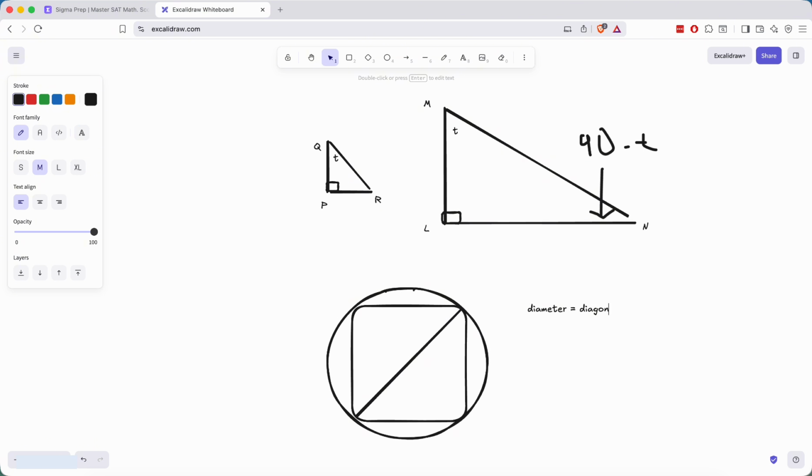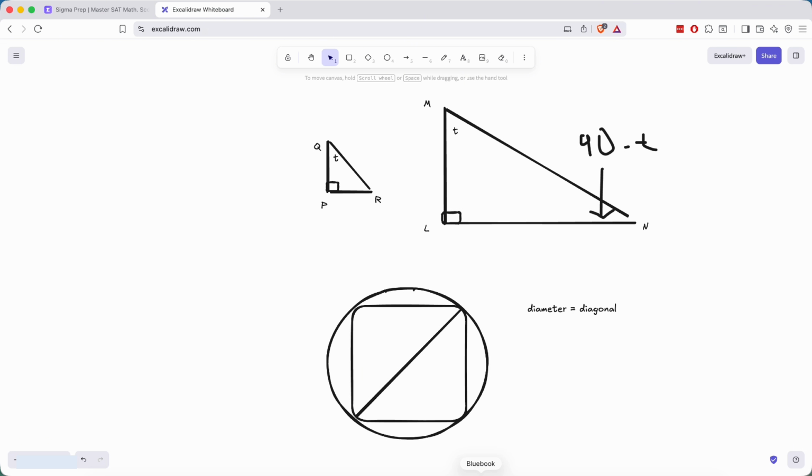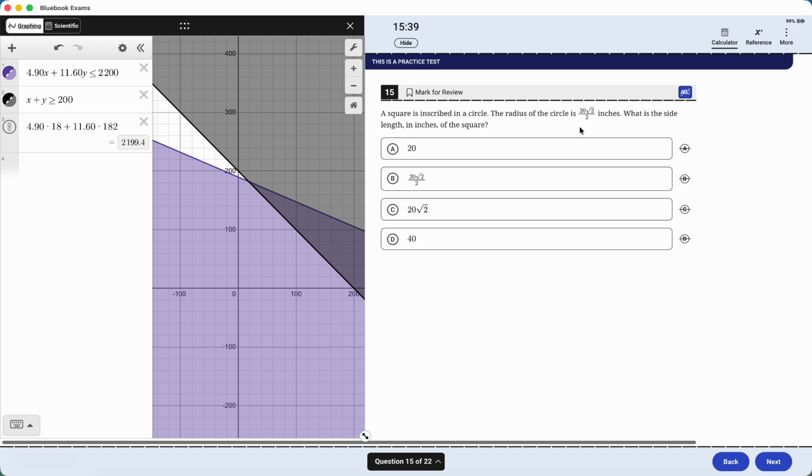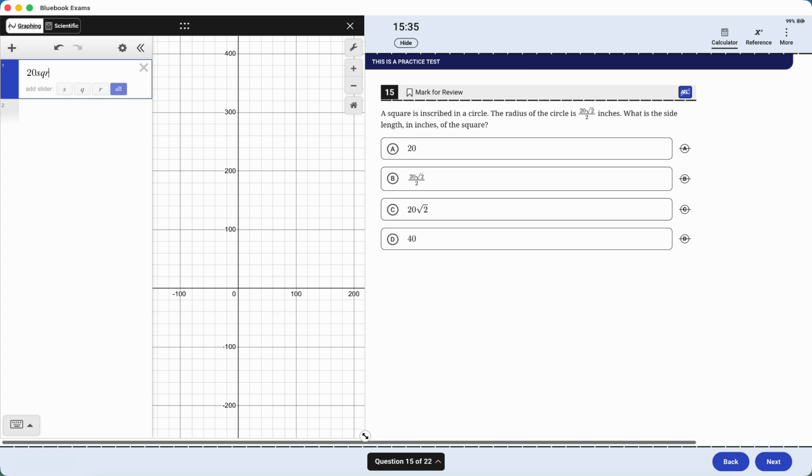Diameter is the diagonal. And so we know the radius was, what was it? It was 20 square root 2 over 2. So if you double that, right, this is the diagonal then, right? 20 square root 2 is going to be our diameter, because if you multiply that by 2, it just cancels the 2 in the denominator. The question is, what's the side of the square, right?